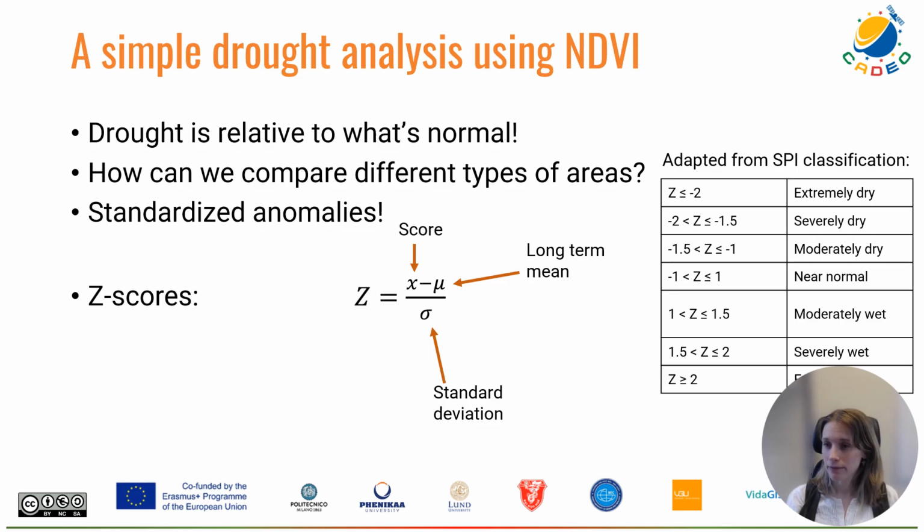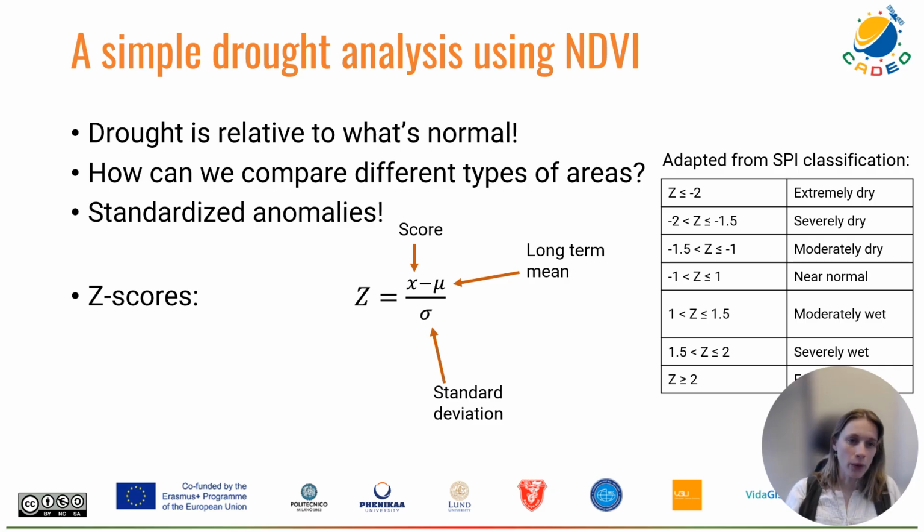So I've re-added this table here showing the z-score values and what they would refer to: if they are near normal, between 1 and -1 standard deviation, or going to drier, below -1 standard deviation. So this is a very good way to study agricultural drought, to identify vegetation anomalies.